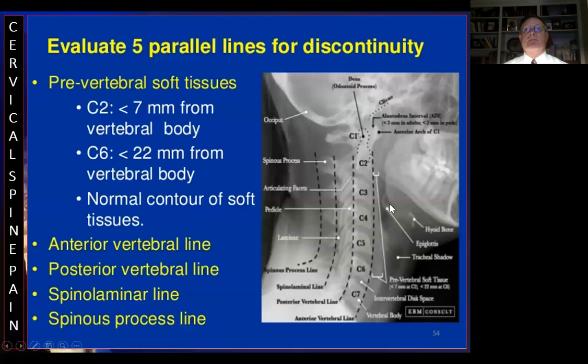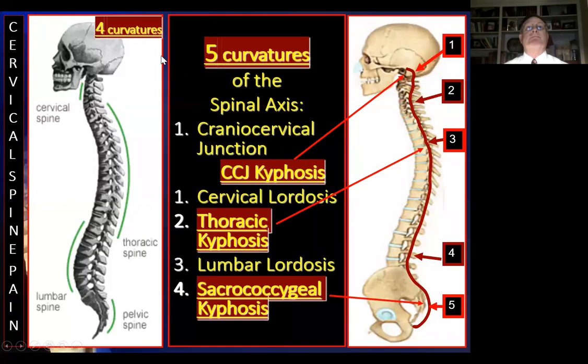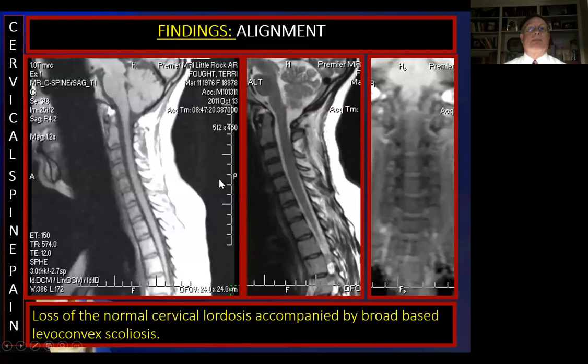So you've got an anterior vertebral line, a posterior vertebral line that should be parallel along the posterior cortices of the vertebra. You've got a spinolaminar line. So the lamina and spinous process create this arrangement. And then the tips of the spinous processes produce the spinous process line. And again, we go from 4 curvatures. We know now there are actually 5 curvatures in a normally aligned spinal axis.